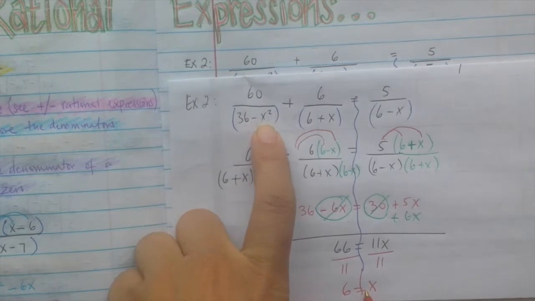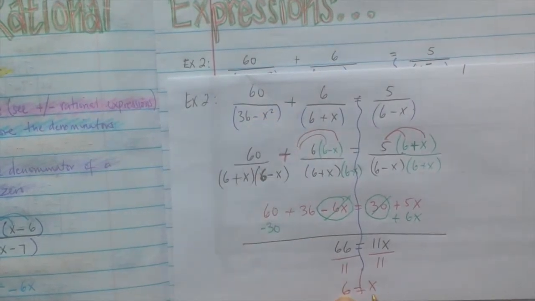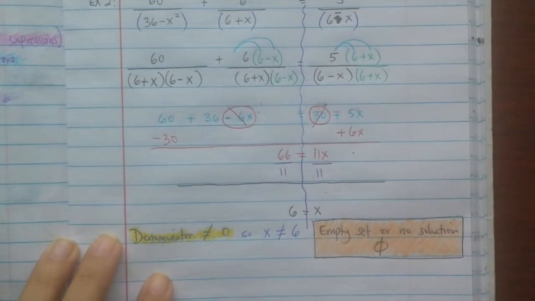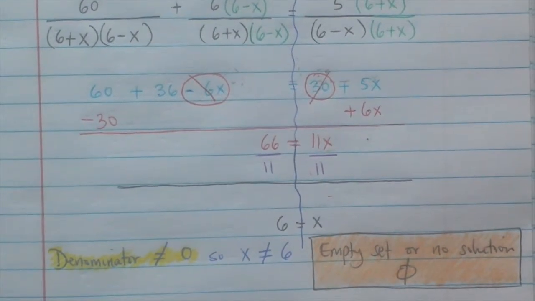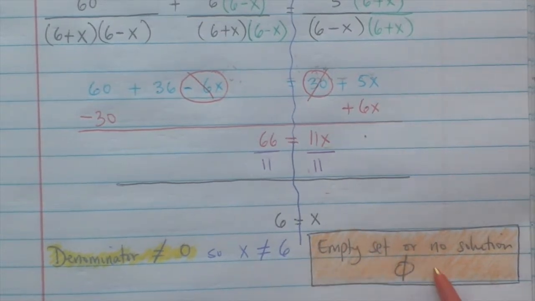So 6 squared is 36. That's going to be 36 minus 36. That's going to give me 0. So can x equals 6 be a solution? No. Remember, the denominator cannot equal 0, so x equals 6 is not a solution. It is an empty set or no solution, and that symbol, that's what that means. And that's it. So let's go ahead and do a little practice so we can get good at this.